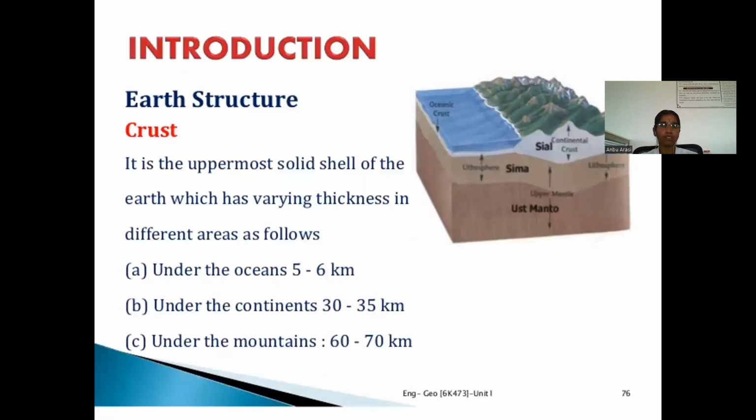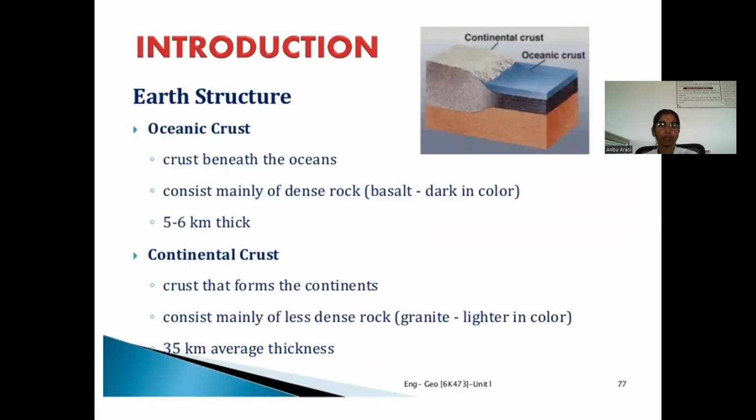This is the Earth structure, crust. It is the uppermost solid shell of the Earth, which has varying thickness in different areas as follows. Under the ocean, on average 5 to 6 kilometers. Under the continents, it varies from 30 to 35 kilometers. And under the mountains, it goes up to 60 to 70 kilometers.